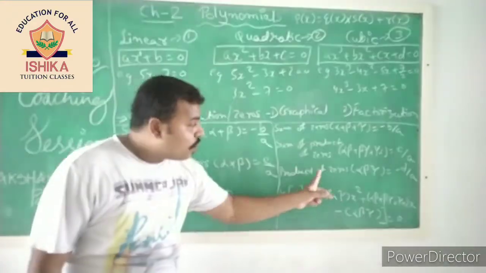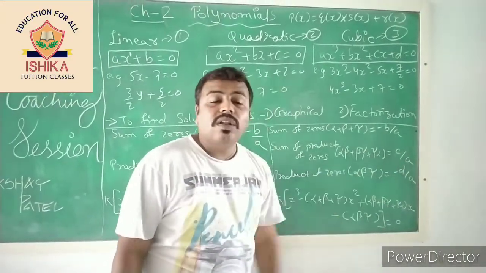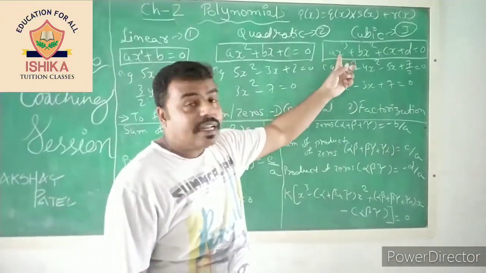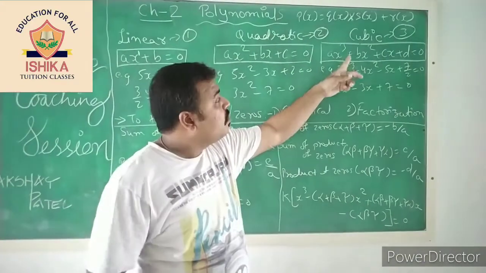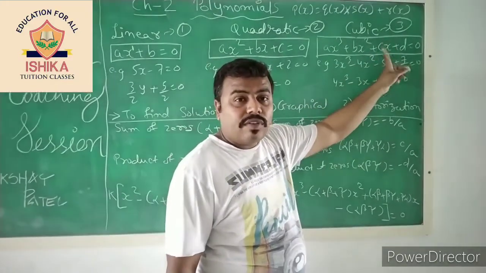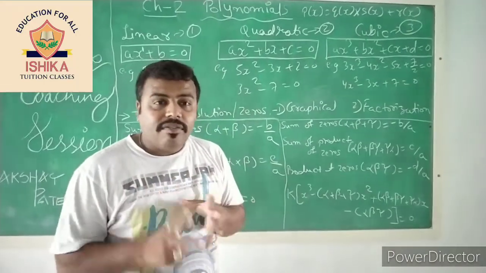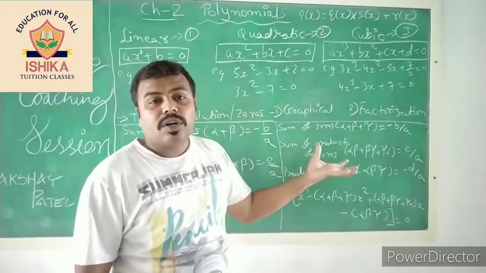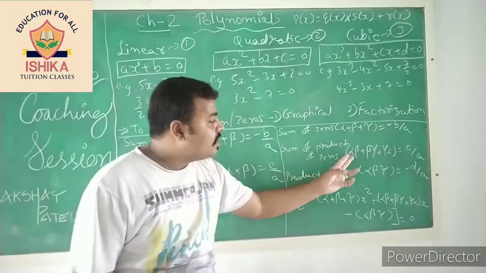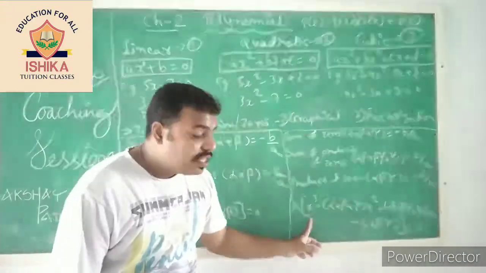And last is the product of the zeros, that is alpha into beta into gamma, which is equal to minus d upon a. As you can see here, a is nothing but the coefficient of x cube, b is the coefficient of x square, c is the coefficient of x, and d is our constant term. In this way we can find the sum of the zeros, sum of the product of the zeros and product of the zeros. Now, say for example, you have been given these 3 values and you want to construct a cubic polynomial, then we will be using this formula.